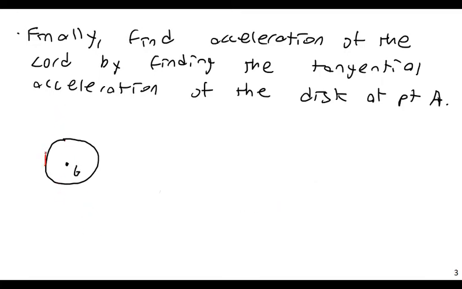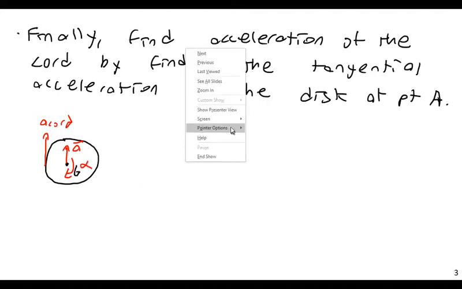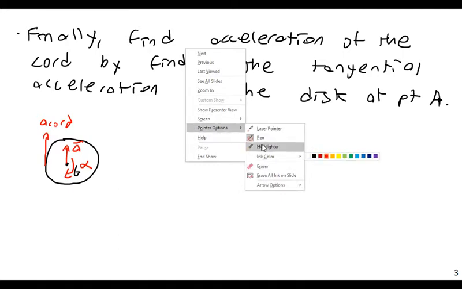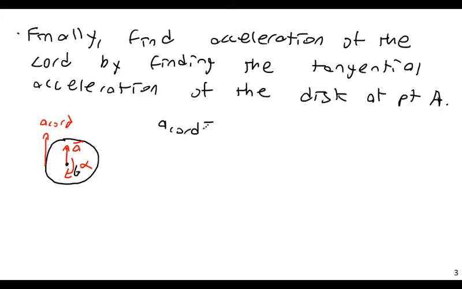So, I would have a cord here, the acceleration of the cord, and then I would have a bar, the acceleration of the centroid, and then alpha. And this together will come to produce that. So here, A cord will be equal to A_A tangential plus the acceleration of A with respect to G, A bar. Sorry about that. The acceleration of A with respect to G tangential.